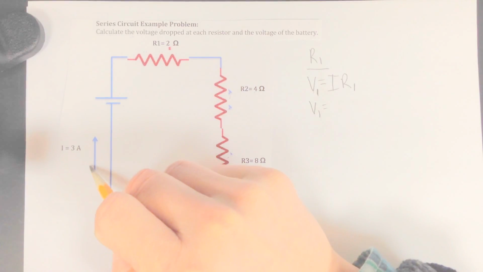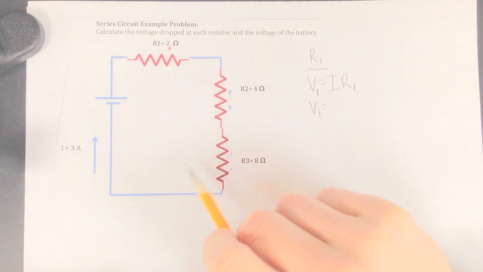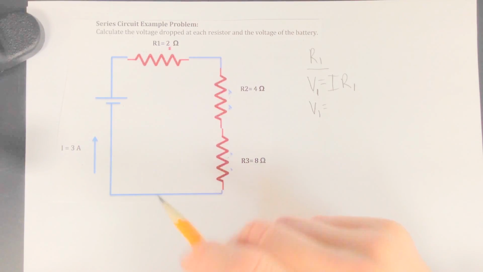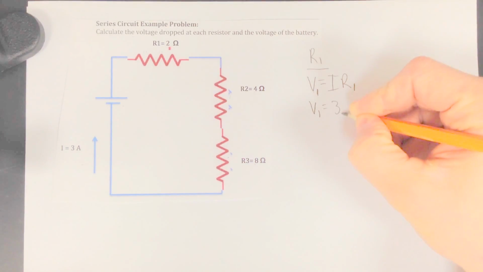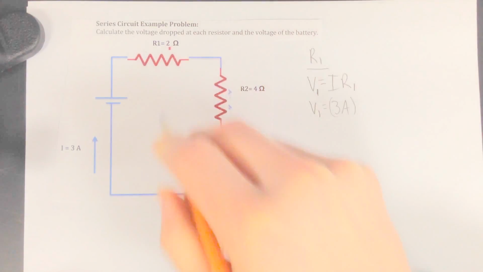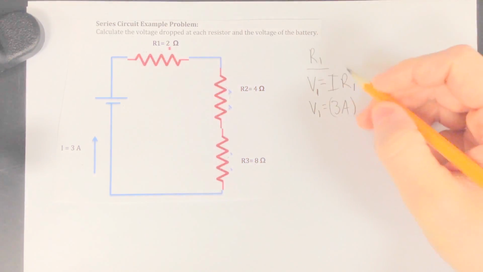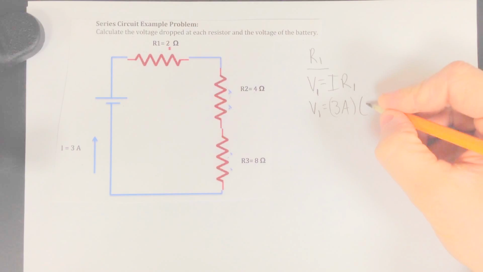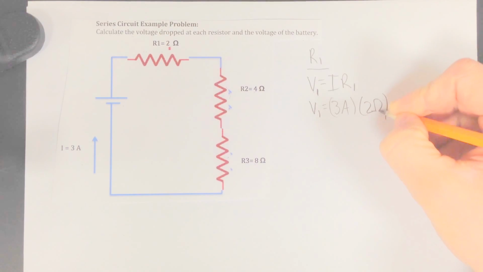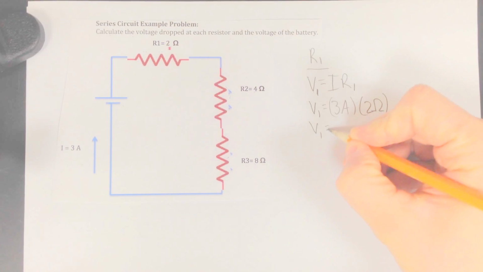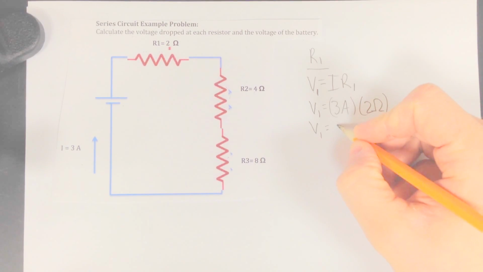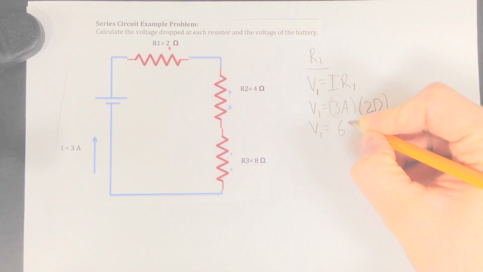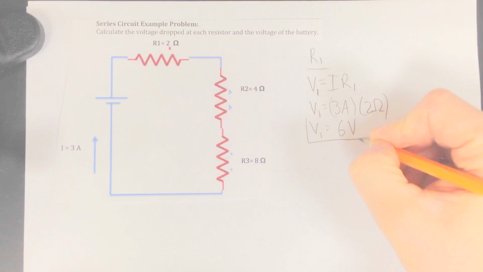We know the current is 3 amps. In a series circuit, the current is the same everywhere because there's only one loop. So we could just plug in 3 amps for the current through every resistor, including R1, which we're focusing on right now. R1 here is 2 ohms. Alright, they give us that. So the voltage drop there is equal to 3 times 2, or 6 volts.